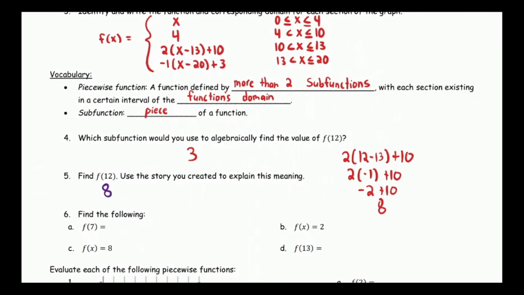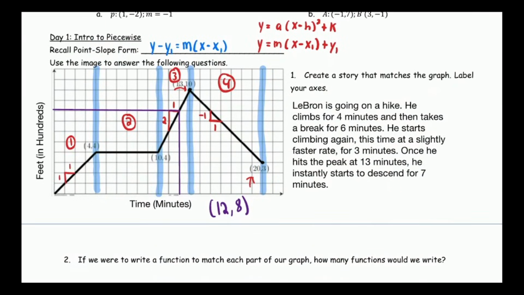What this means in the context of my story, this means at 12 minutes, LeBron is at 800 feet. And keep in mind here, I'm saying 800 feet because in the context of my graph, my feet is going to be measured in hundreds.